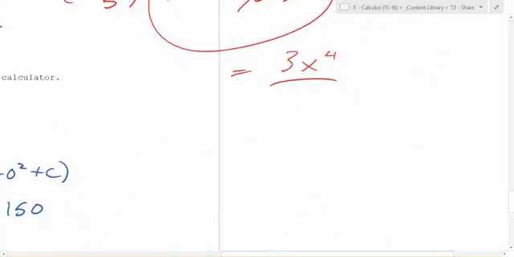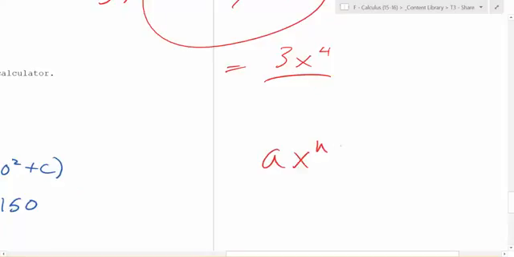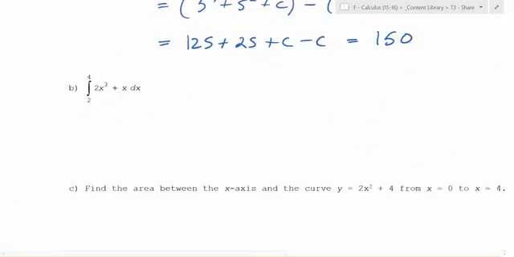Whatever the power is, so if it's ax to the n, when you do the integral, you end up with a over n plus 1, x to the what power? N plus 1. You increment the power by 1.